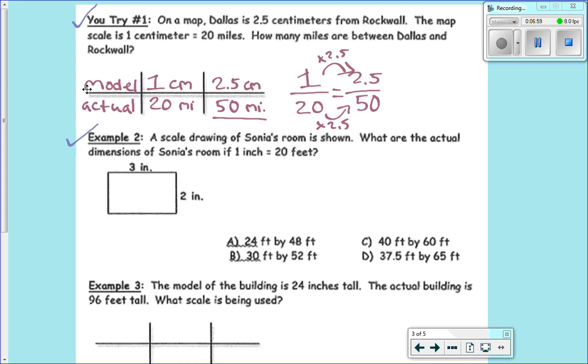All right, do we have a volunteer for example number 2, Nikhil? We have a scale drawing of Sonia's room shown. What are the actual dimensions of Sonia's room if 1 inch equals 20 feet? Do both.